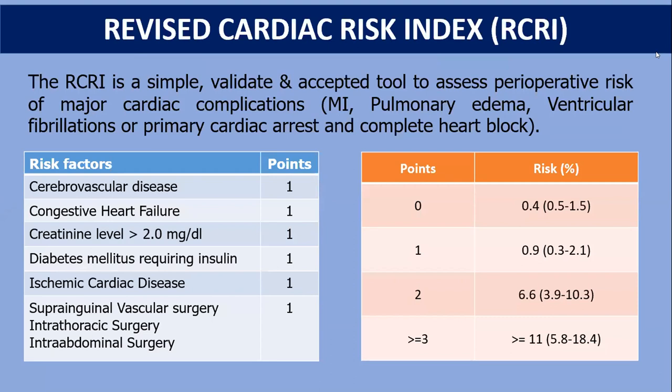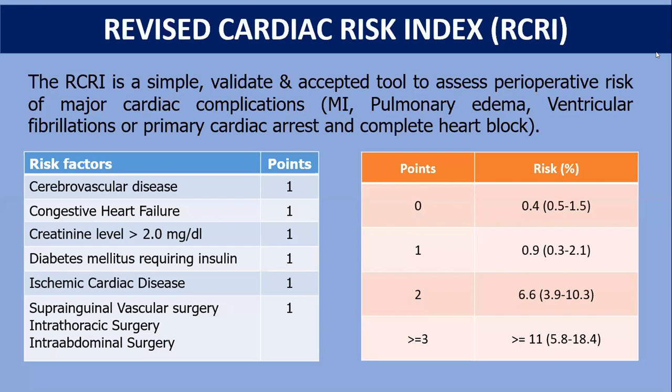infarction, pulmonary edema, ventricular fibrillation or primary cardiac arrest, and complete heart block. What are those risk factors? You see on the left side, it tells the number of risk factors, and the scoring is on the right side. Cardiovascular disease, cerebrovascular disease, congestive heart failure, renal impairment with creatinine more than 2 mg per deciliter, diabetes mellitus requiring insulin, and high risk surgery, supra-inguinal vascular surgery particularly. Each of these will have one number score.